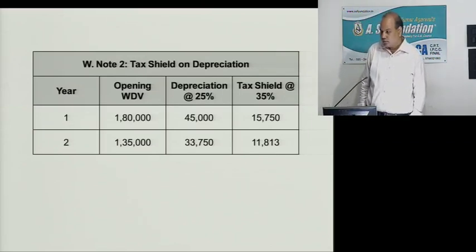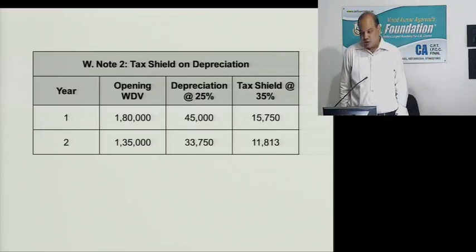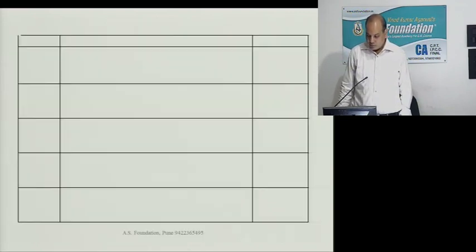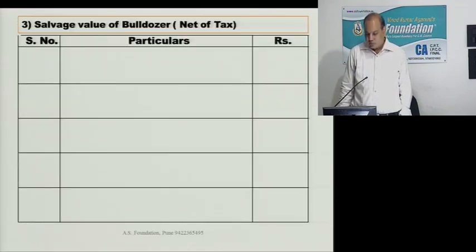Go to main page. Main page, tax shield on depreciation. First year write 15,750. Second year 11,813. Okay.